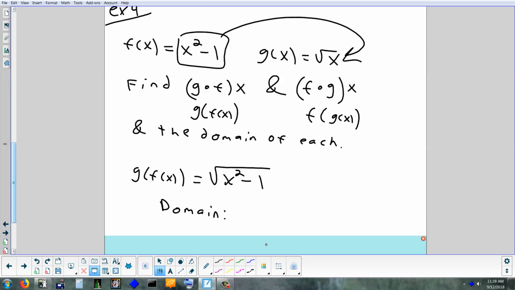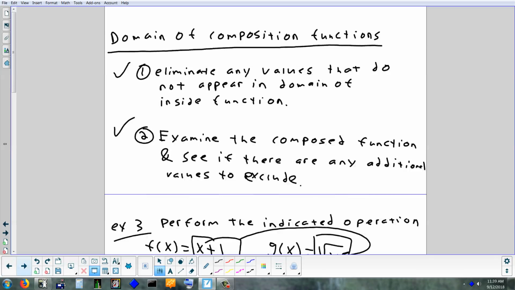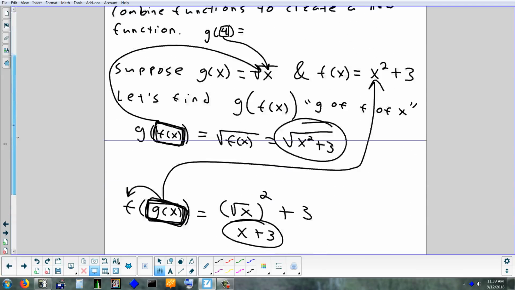Well, ask yourself, what kind of numbers are you allowed to square? You can square positives, that's part of it. Can you square anything besides positives? Yeah, you can square any number. So you can square any number you want and subtract 1 from it. You're not dividing by 0. You're not taking the square root of a negative in f of x. So there are no restrictions on the domain. Let's go back here. Eliminate any values that do not appear in the inside function. There are none. So the domain from that part is all real numbers.